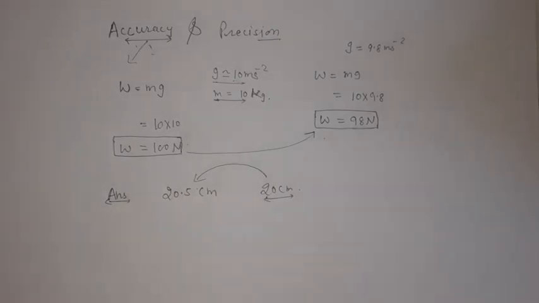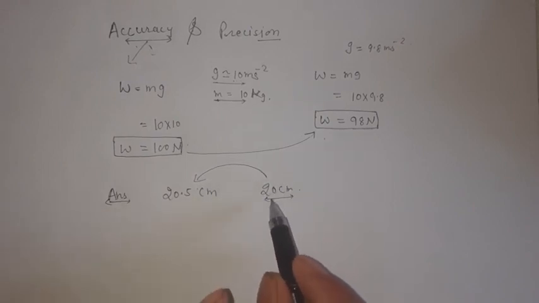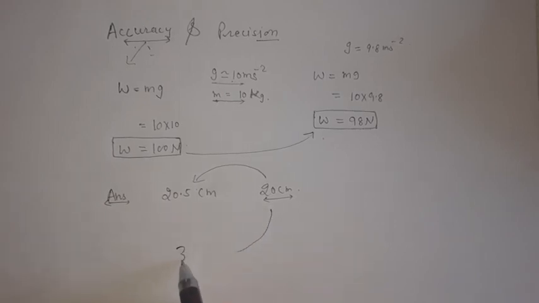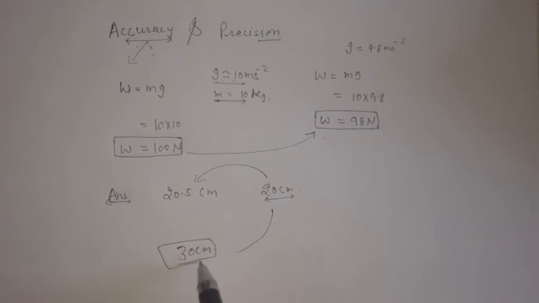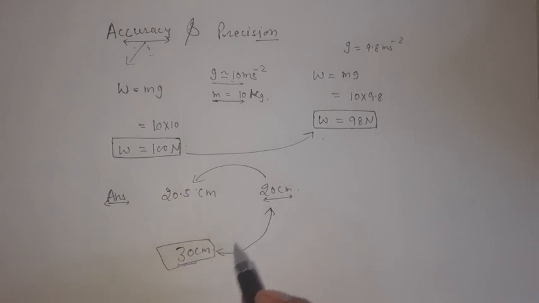So you are observing that the answer calculated by you is very close to the actual answer of that question. But suppose the book has given the answer 20 centimeter, and you are getting 30 centimeter. Is it very close to that 20 centimeter? No, there is a huge difference between these two values. So we conclude that there is an error in the answer. There is an error if there is a huge difference.